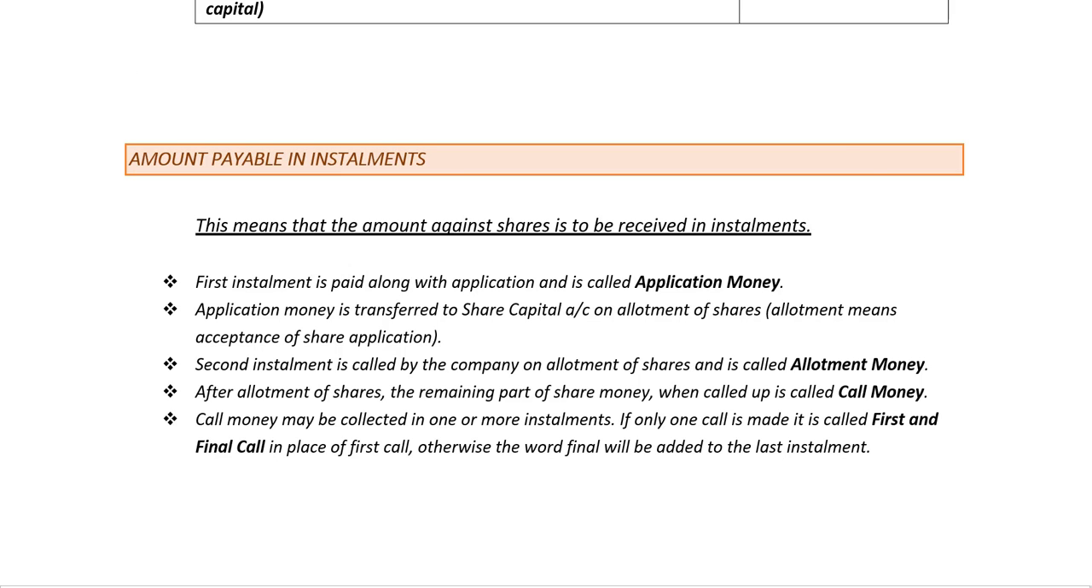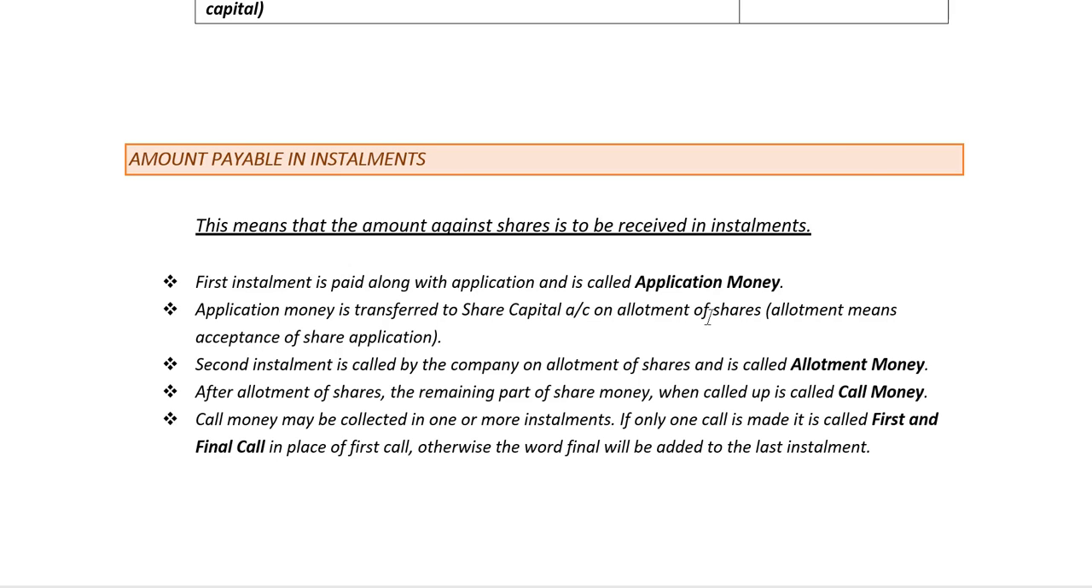What about journal entries when amount is payable in installments? So we say that the amount is payable in installments when the amount against the shares is going to be received by the company in installments. A few points to note. The first installment that is paid along with the application is called application money. Application money is transferred to share capital account on the allotment of shares.